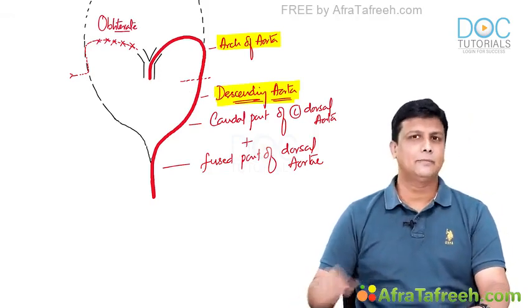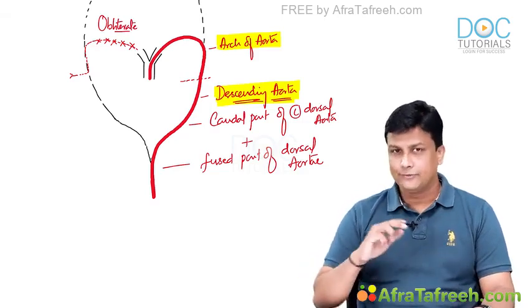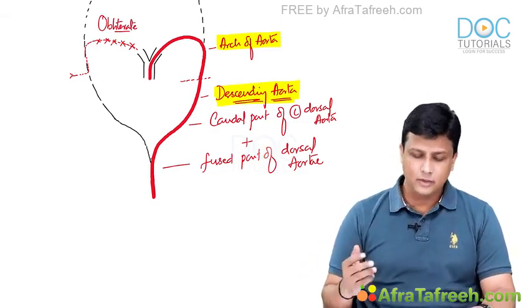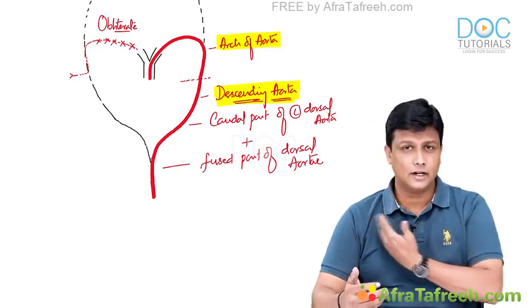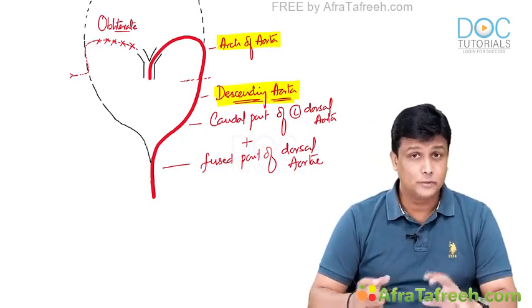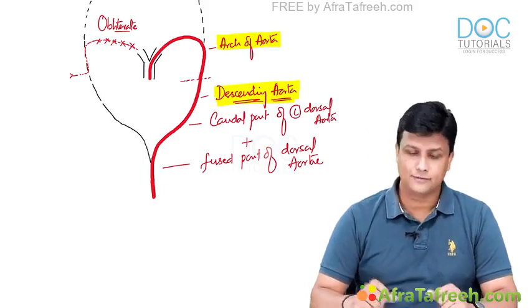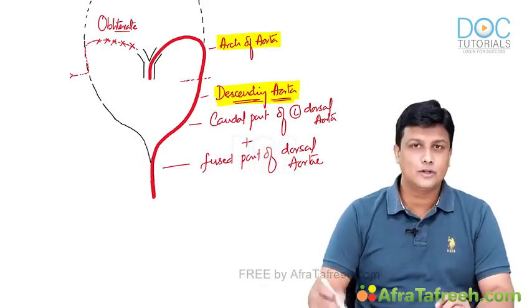Just try to apply that practically in your mind. If the right fourth arch artery is going to obliterate, then how is the right subclavian artery going to get the blood? There should be some alternative arrangement for that. Yes, of course. At that time, what is going to happen?